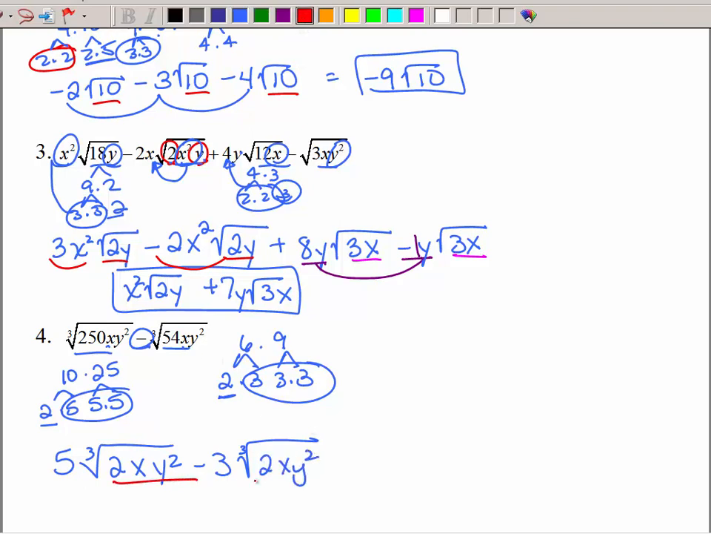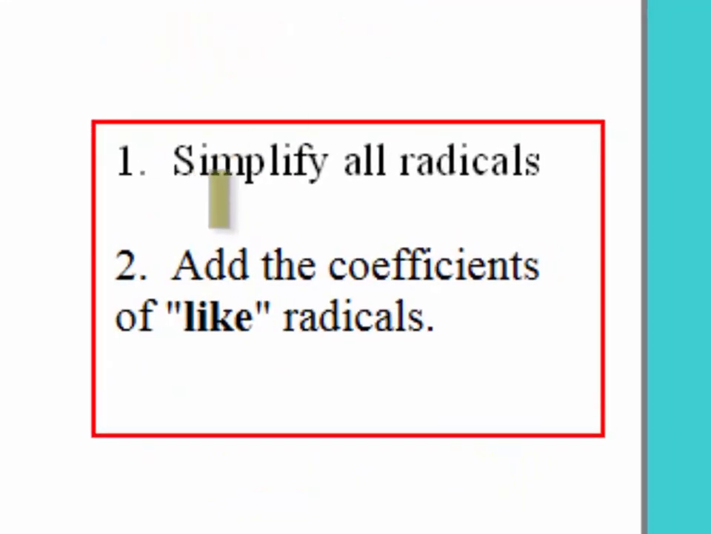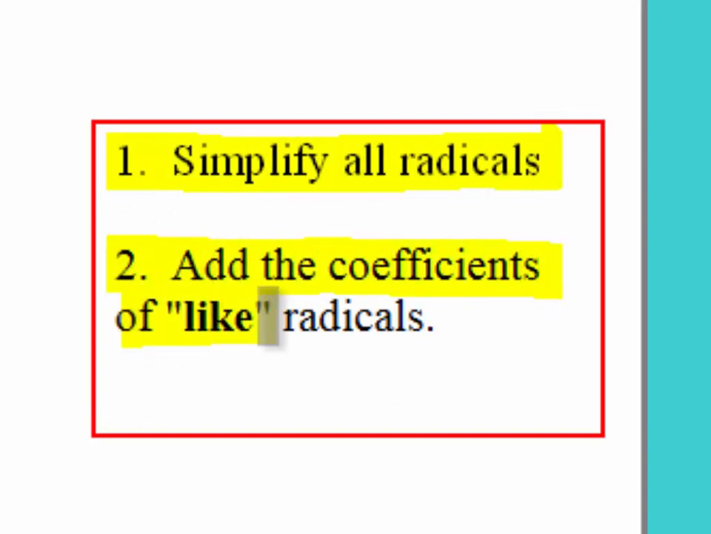So now those are the same. So we want to keep the same radical, that doesn't change, and just put the coefficients together, and 5 minus 3 is 2. A very easy lesson. We have 2 steps. Simplify all the radicals, add the coefficient of like radicals, meaning they are the same.